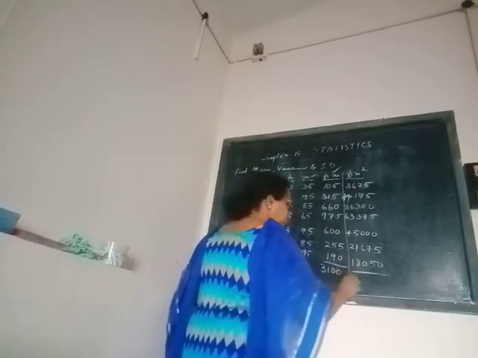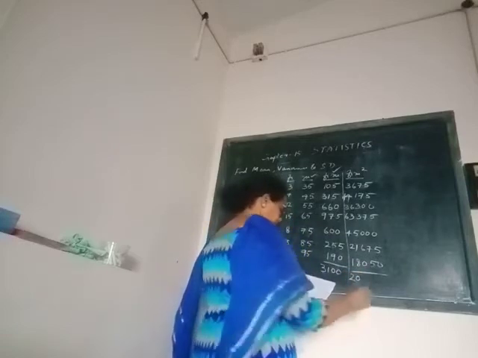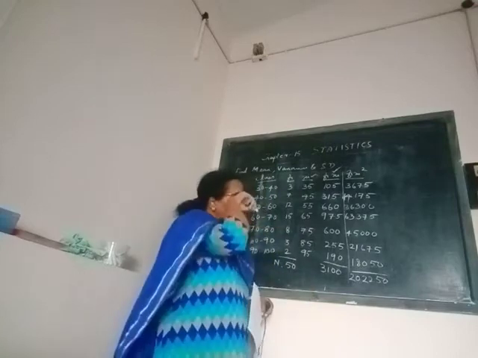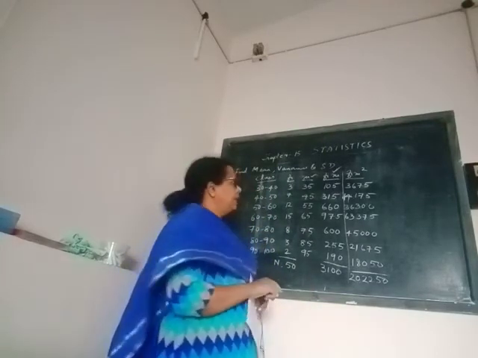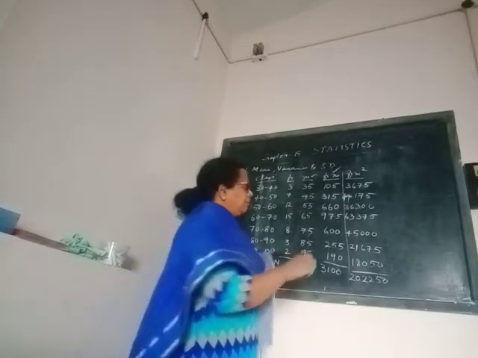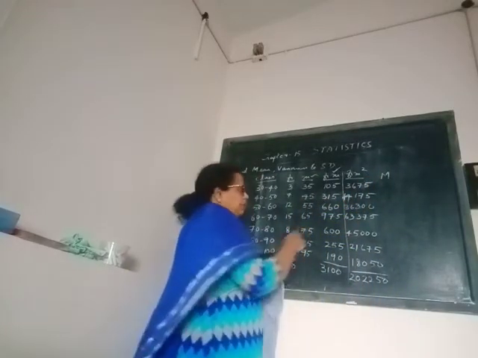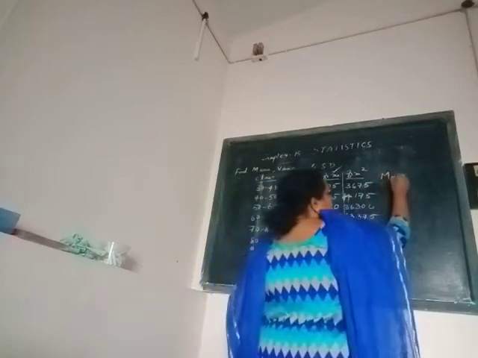Sum is 202250. So the table is finished. Now let us do the calculation. What is mean? Mean, you do the calculation below the table. I am doing it here.